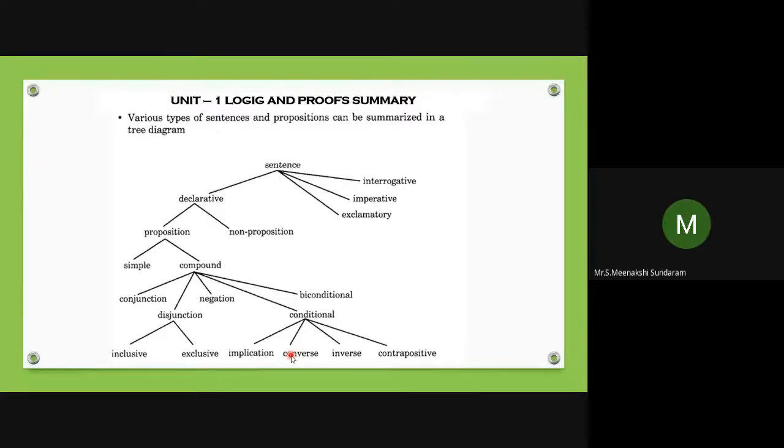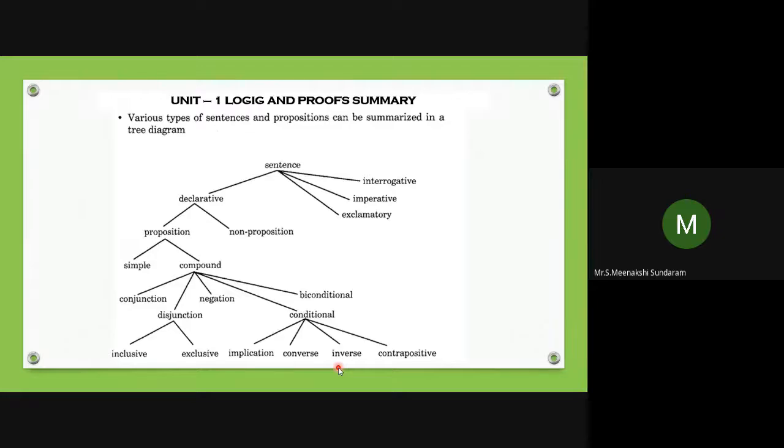Converse means the reverse. P implies Q is the direct statement, so the converse is the reverse: Q implies P. If we want to prove P implies Q, the converse is Q implies P. Inverse means the opposite: the inverse is negation P implies negation Q. So P implies Q is the given statement, the converse is Q implies P, and the inverse is negation P implies negation Q.